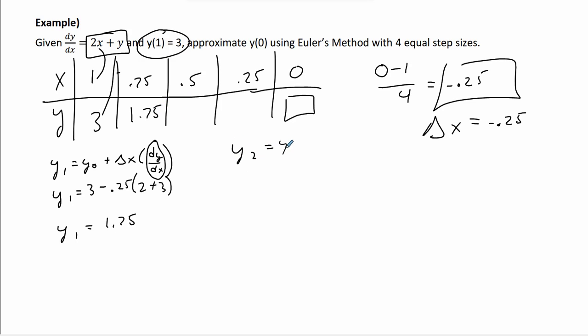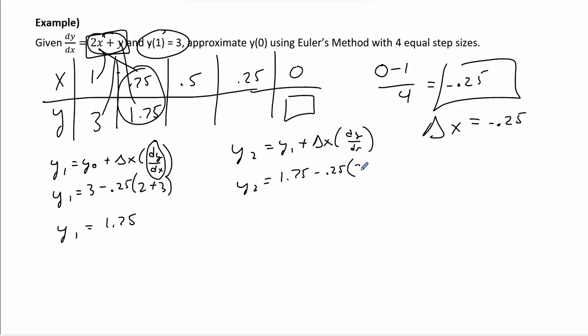Y sub 2 is equal to y sub 1 plus delta x times dy dx. So y sub 2 is equal to y sub 1, which is 1.75, minus 0.25, which is delta x, times, now I got to plug these values in for x and for y. Okay? When I do that, I get 3.25. And therefore y sub 2 is equal to 0.9375. Let's find the next one.